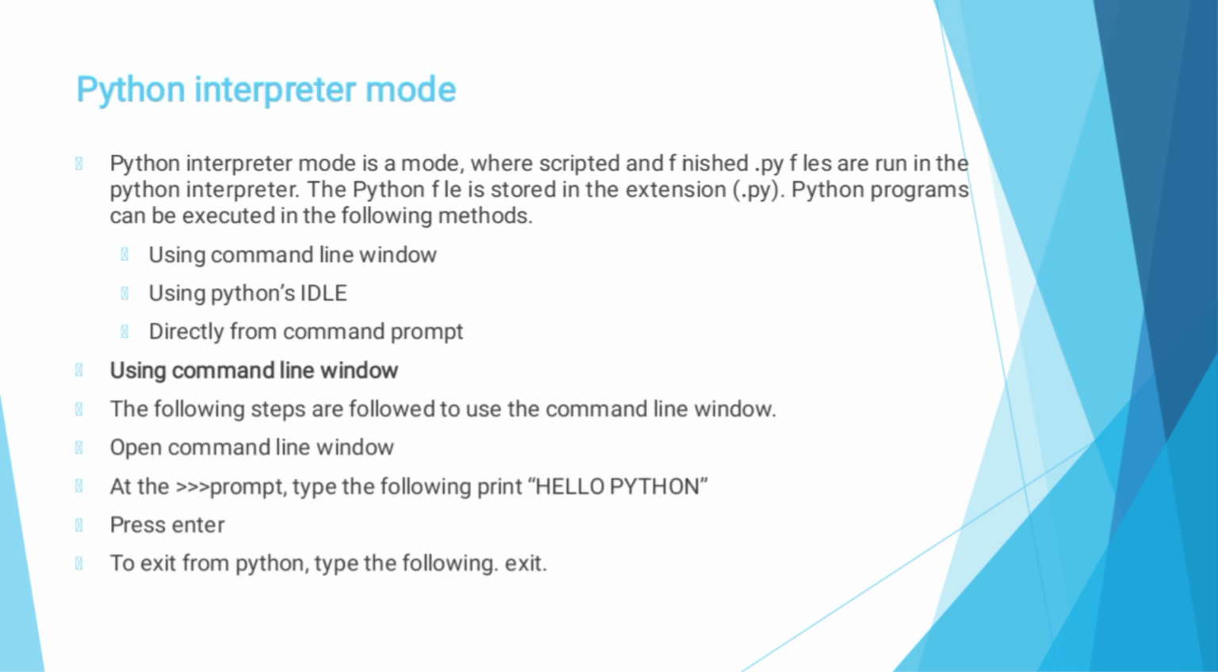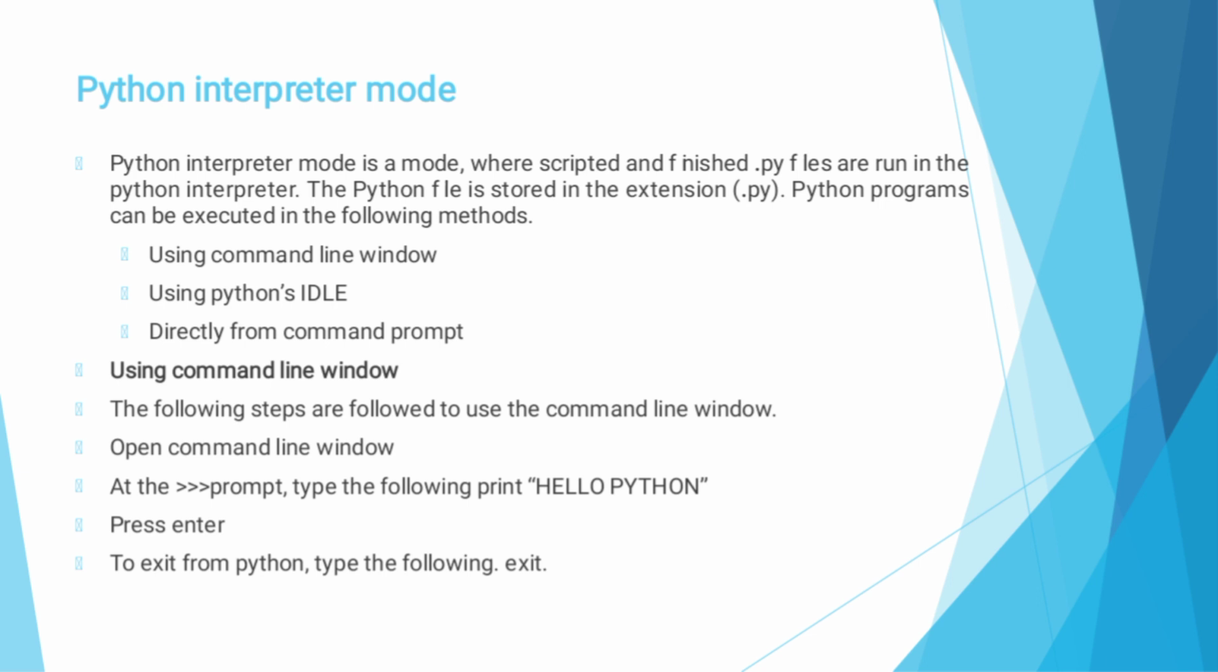Next is Python interpreter mode. In this mode, scripts are saved in .py files. That is, .py is the file extension of Python, and the file is run by the Python interpreter. Python programs can be executed in the following ways: using the command line window, using Python IDLE, and directly from the command prompt.